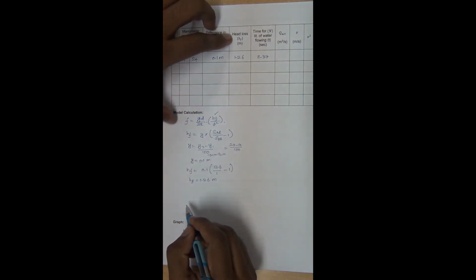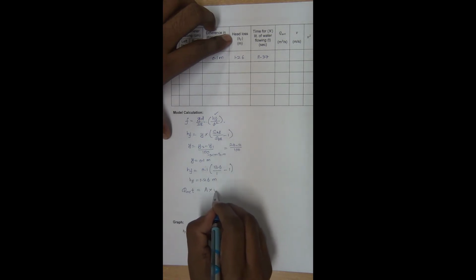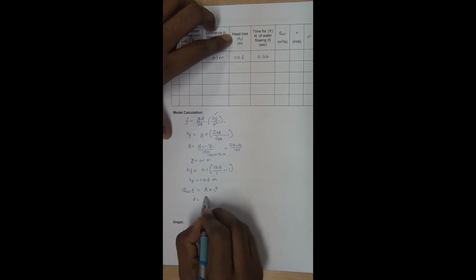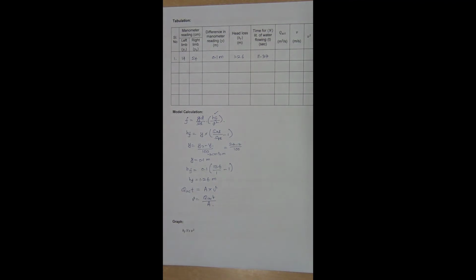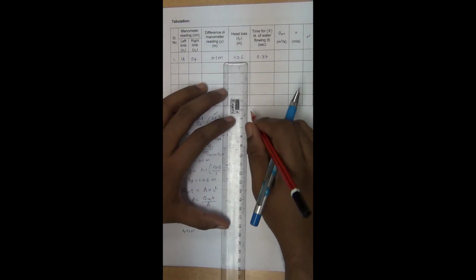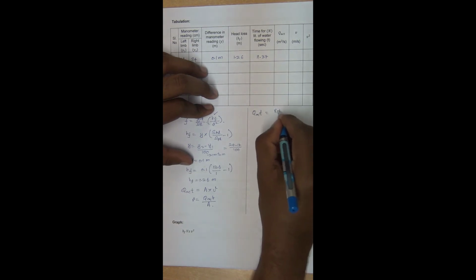We need to calculate V. So how to calculate V? For that we should know what is actual discharge. Actual discharge is equal to area into velocity. So which means velocity is equal to Q actual by area. So for knowing that, we should know what is the Q actual.